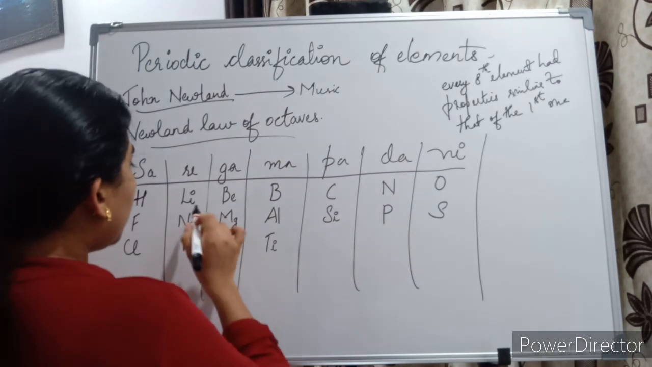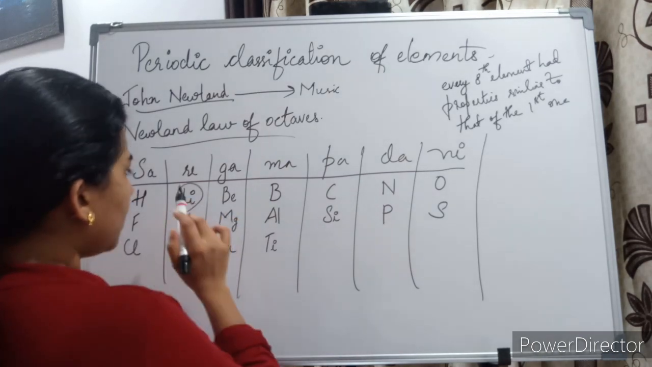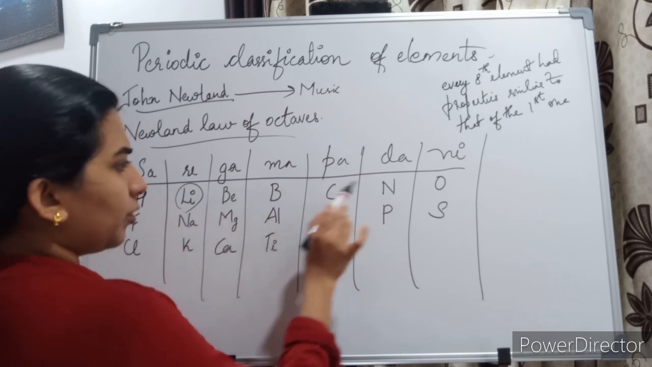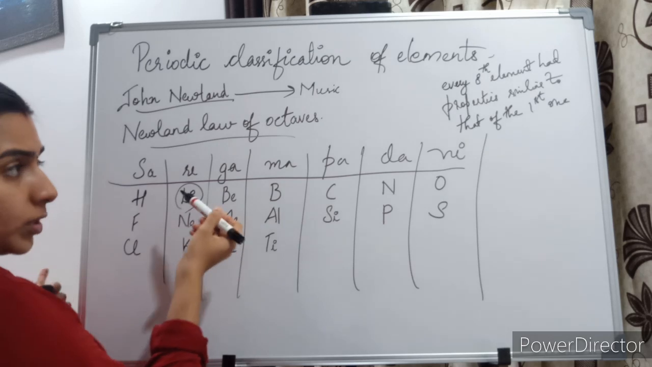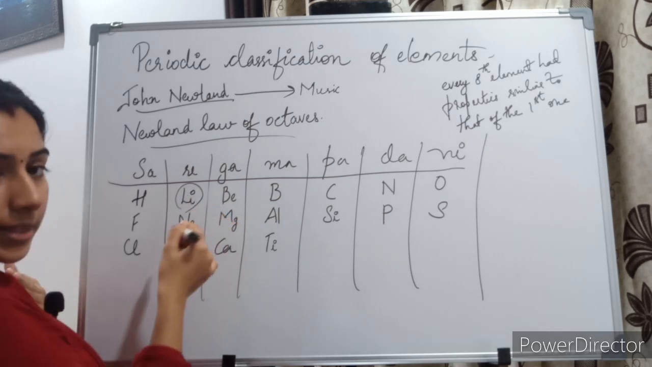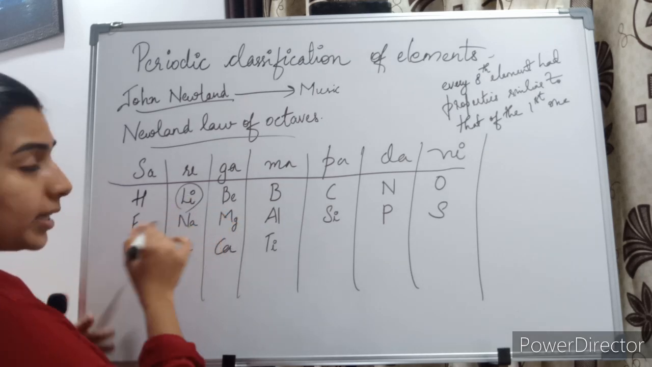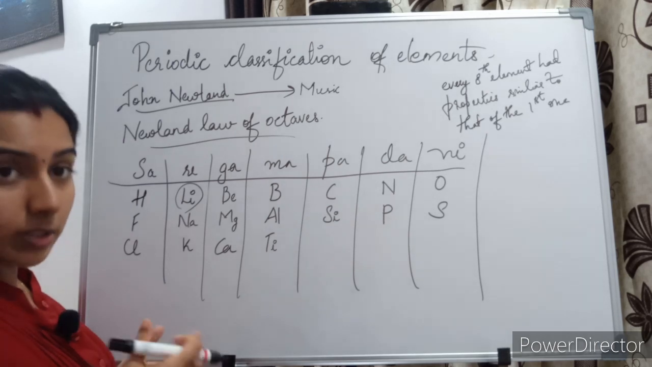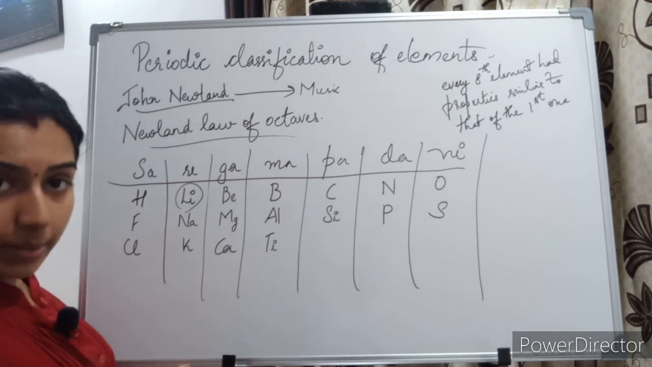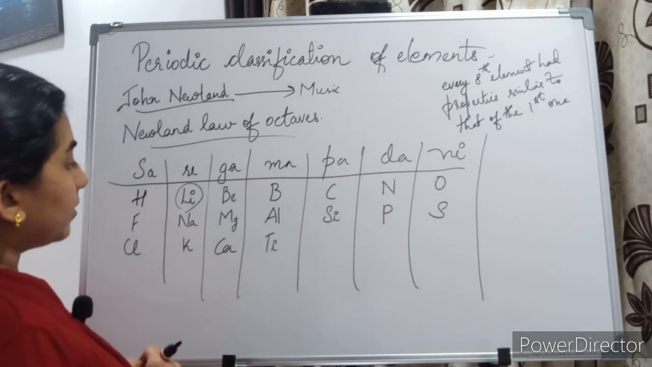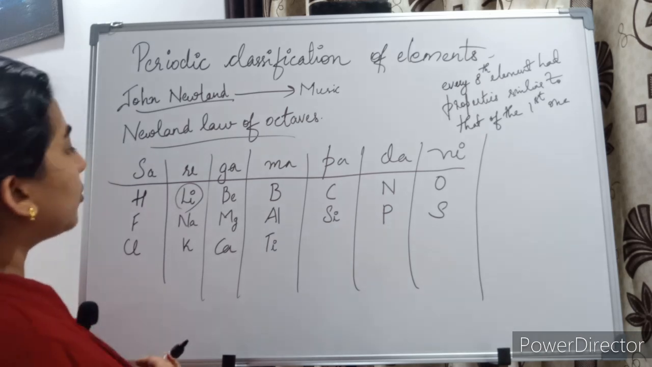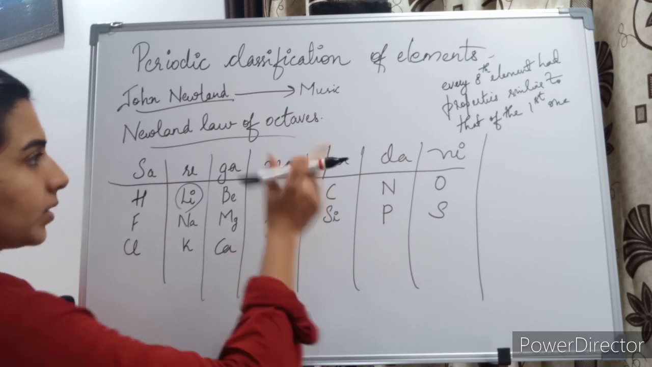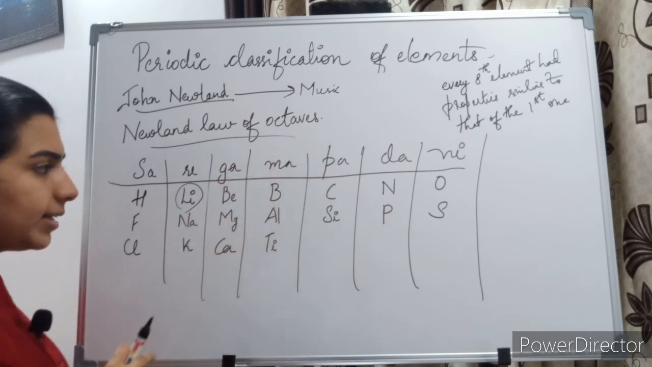That is, consider lithium. 1, 2, 3, 4, 5, 6, 7, 8. So when lithium is a corresponding first element, then its corresponding 8th element is sodium. Both these having same properties. They are soft and they are alkali metals, and their valency is 1. So they both are having same properties. So it was exactly correct.